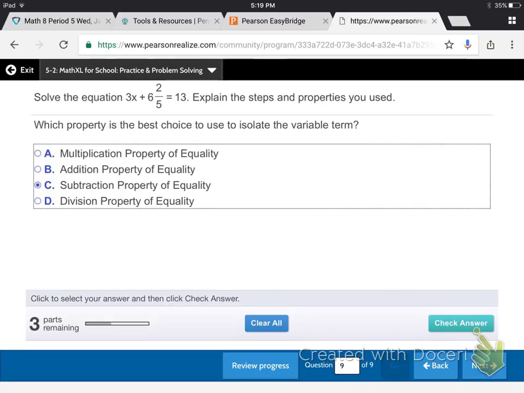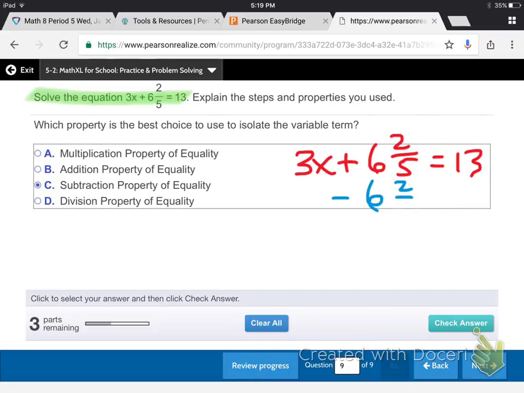Okay, I think this might be the last one, boys and girls. Let's take a look at it. It says, solve the equation 3x plus 6 2/5 equals 13 and explain the steps and properties you used. So if we take this equation, 3x plus 6 2/5 equals 13, we have to first subtract 6 2/5 from both sides of the equal sign. So we'll do it over here too.